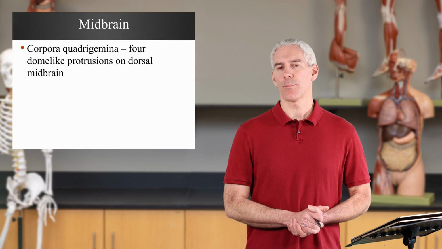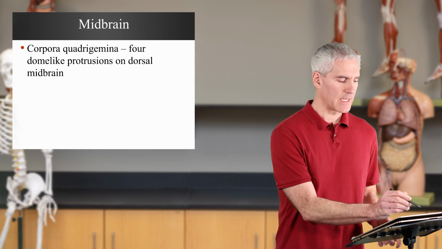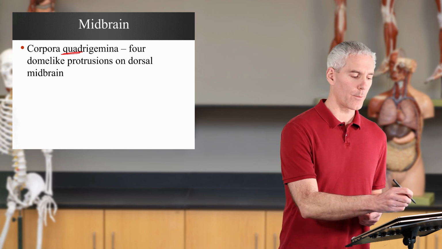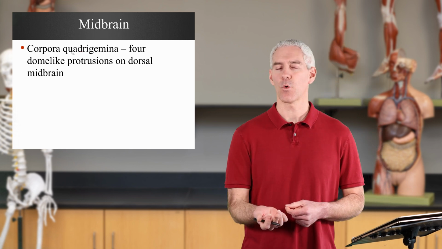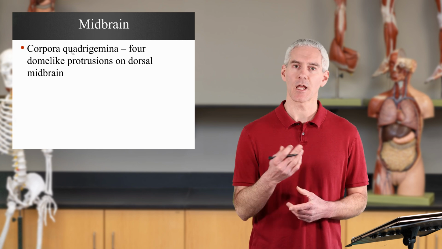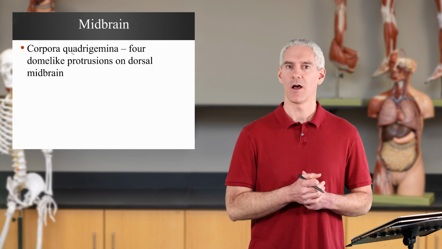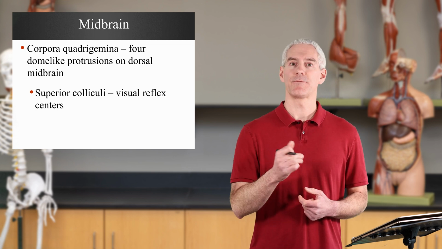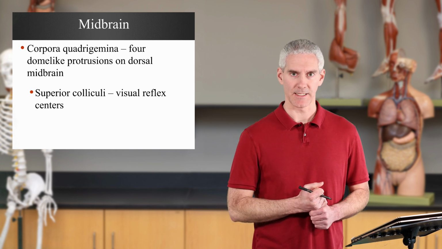We then have the corpora quadrigemna. Now think about the prefix here, quad. Quad means four. The corpora quadrigemna are four dome-like protrusions coming off the posterior side of the midbrain. You have the top two referred to as the superior colliculi.